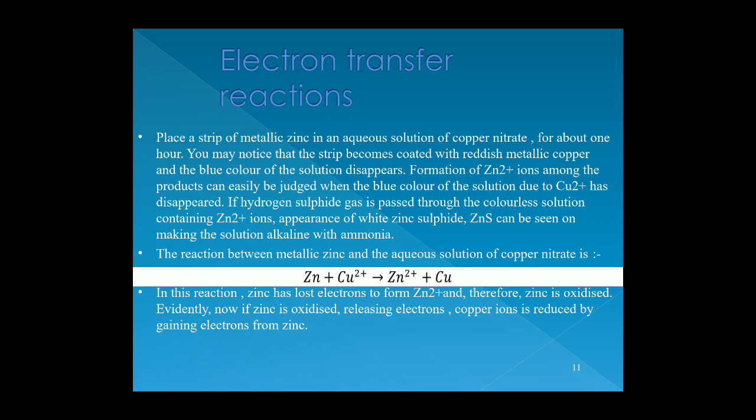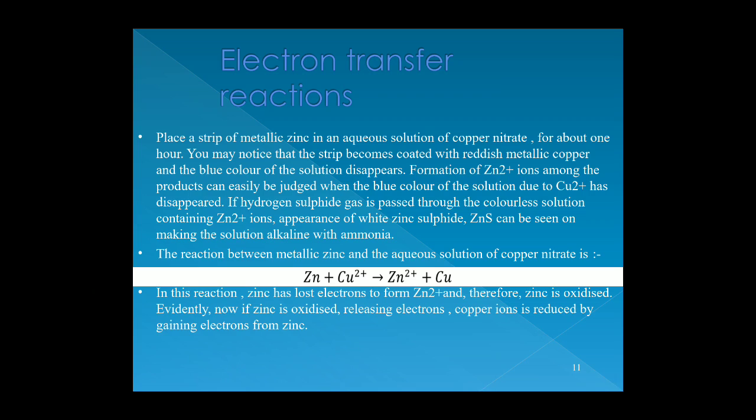If hydrogen sulfide gas is passed through the colorless solution containing zinc ion, white zinc sulfide can be seen on making the solution alkaline with ammonia. The reaction between metallic zinc and the aqueous solution of copper nitrate is like this. Zinc and copper in the ion form. Then we will find zinc will be in the ion form and copper will be in the free state.